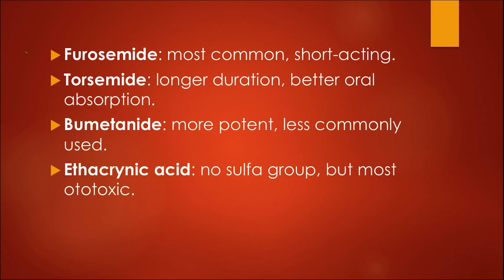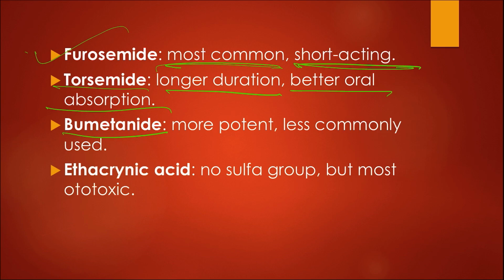Then if we talk about different types of diuretics, we have furosemide. It is very common. It is a short acting drug. Then we have torsemide, longer duration, better oral absorption. Then we have bumetanide. It is more potent, but it is less commonly used. Then we have ethacrynic acid. As I mentioned, it doesn't contain any sulfa group, but it is the most ototoxic.